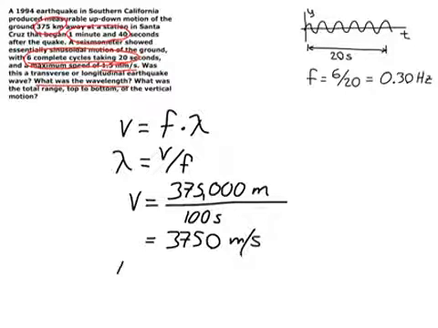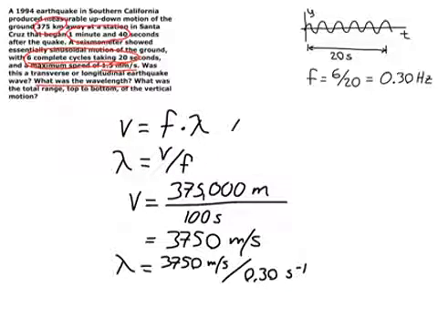So if we know the speed of the wave and we know the frequency of the wave, we can calculate the wavelength. The wavelength is equal to the speed, 3,750 meters per second, divided by the frequency, 0.3 cycles per second, so seconds to the minus 1. And if we work that out, we get a wavelength of about 12,000 meters, or 12 kilometers. That's our final answer for the wavelength.